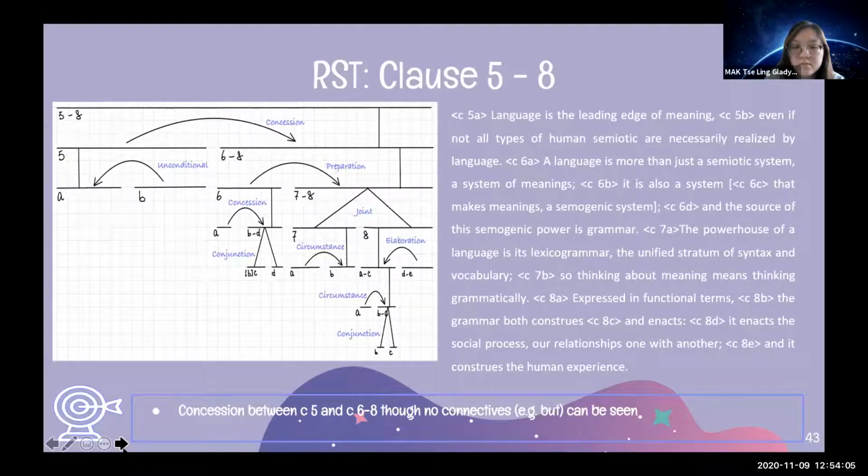Both clause 7a and 8a set a framework for readers to realize the writer's central idea that thinking about meaning means thinking grammatically. These two clauses restrict readers to receive and interpret the following information within a provided situation, so it would be easier for them to agree with the following ideas put forward by the writer.